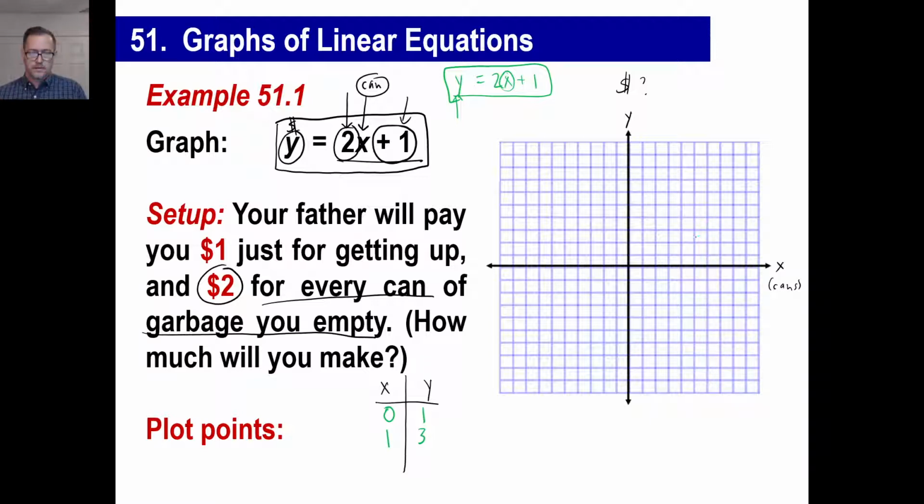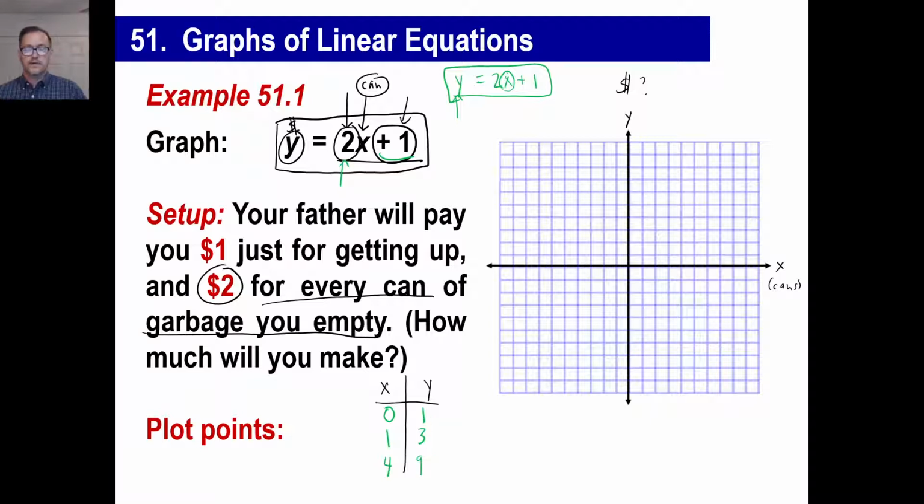How about another number? Let's say you did 4 cans. You emptied 4 cans. Well, you tell me, if you emptied 4 cans of trash, how much money would you make that day? You make $2 per can, that's $8, plus the $1 for getting out of bed, you'd have $9, right?